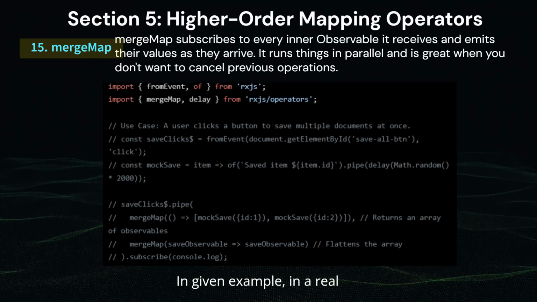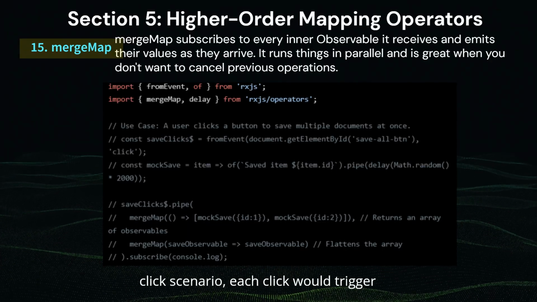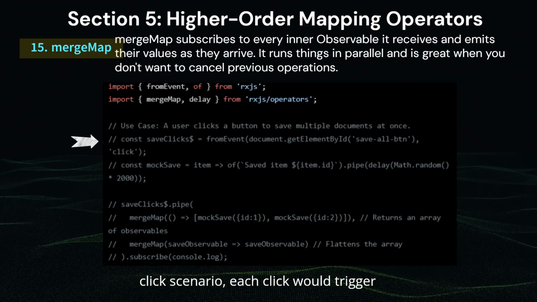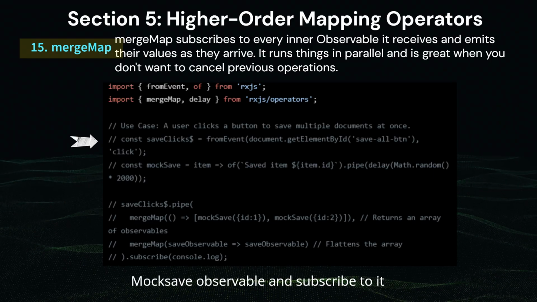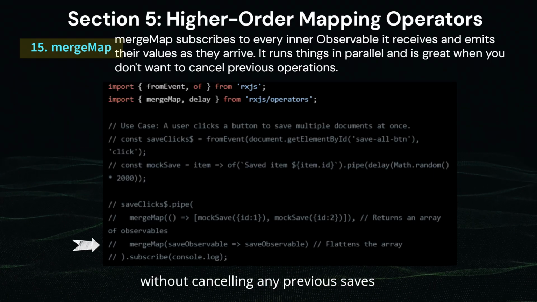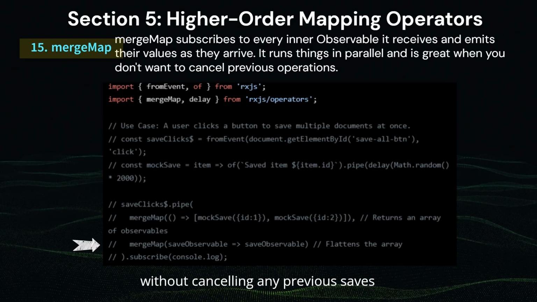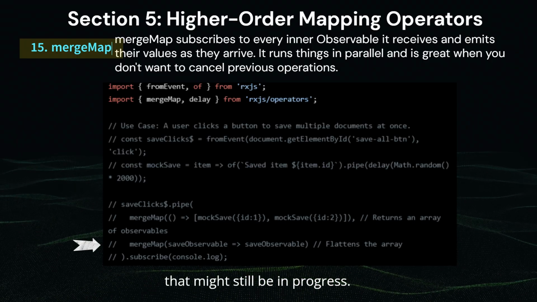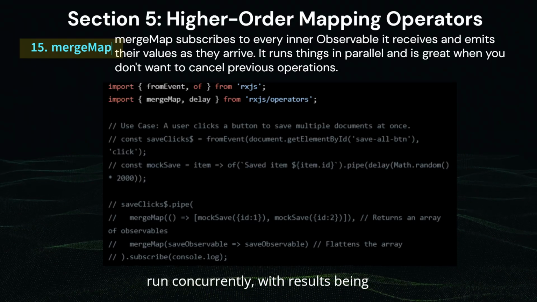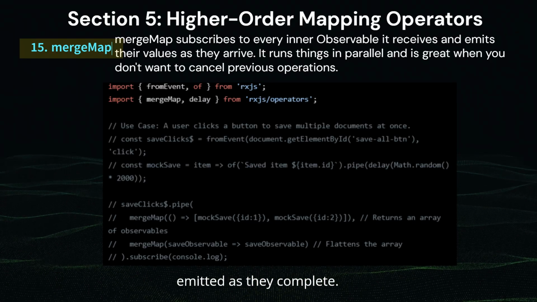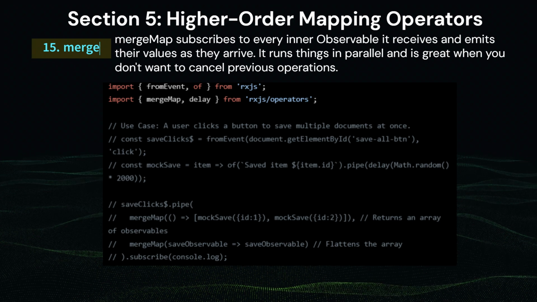In the given example, in a real click scenario, each click would trigger mergeMap. It would create a new mock save observable and subscribe to it without cancelling any previous saves that might still be in progress. This allows multiple save operations to run concurrently, with results being emitted as they complete.